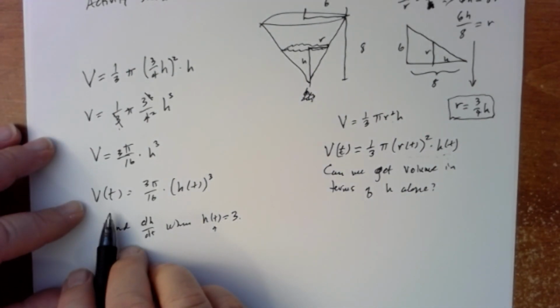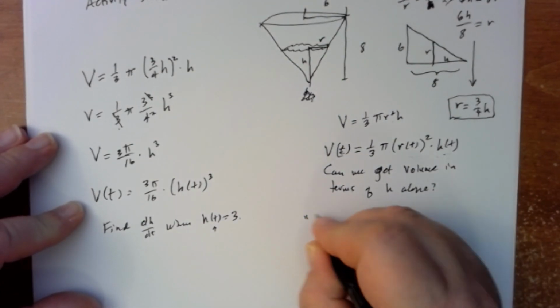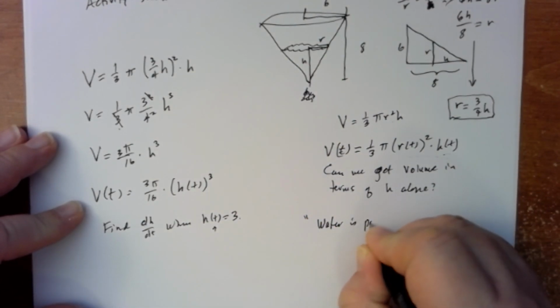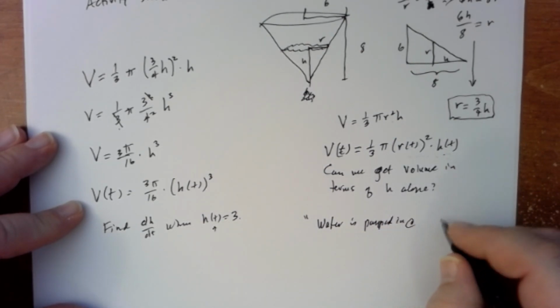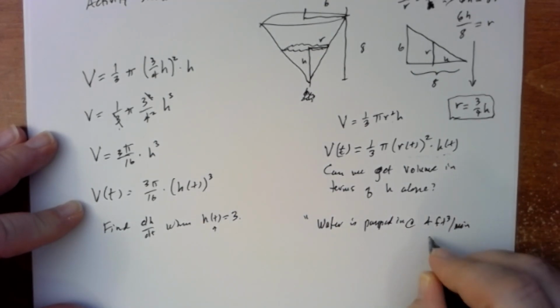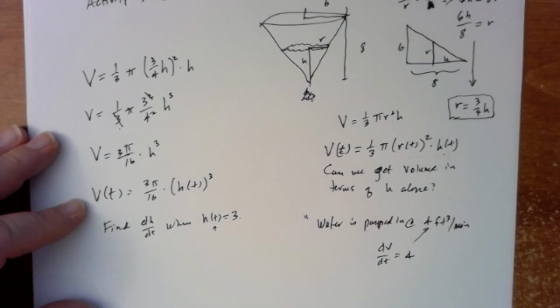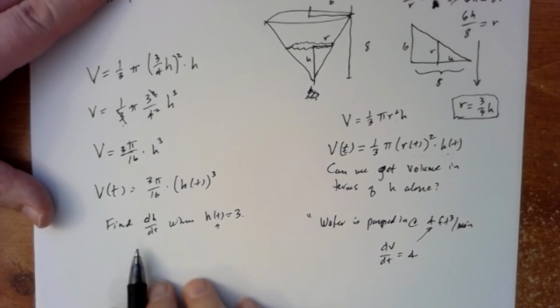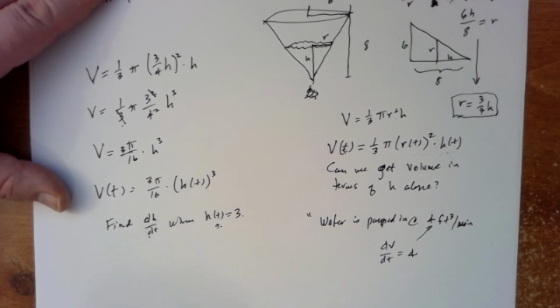Let's see, do I know anything about the volume in the water in the tank? The water is being pumped in at a rate of 4 cubic feet per minute. Okay, so that means that dV over dt is a constant, and that is a constant 4. Good. So I think I've got all the pieces that I need here. Let's see if I can differentiate this and figure out what dh over dt is.